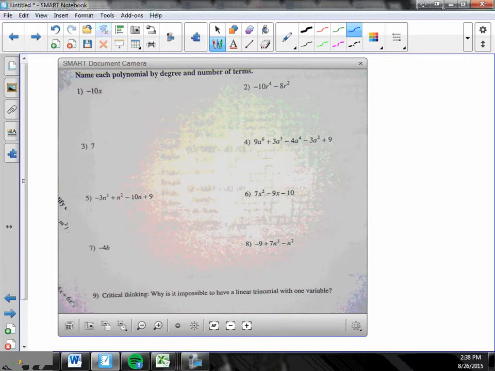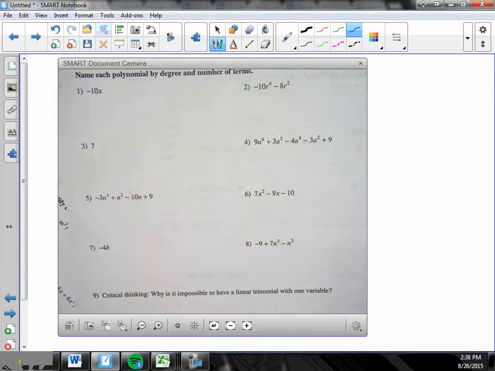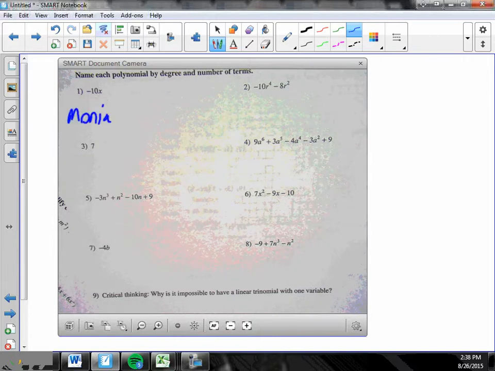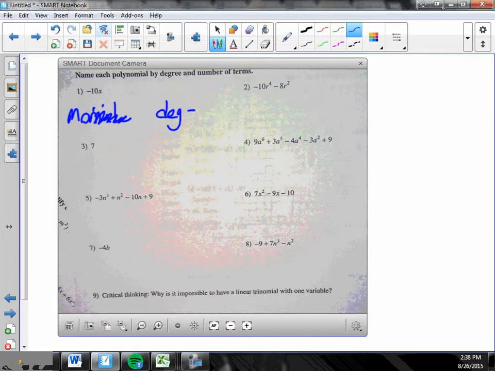Okay, so this would be a monomial with a degree equal to 1. And then I'll leave you the rest of those. Okay? Number 9.